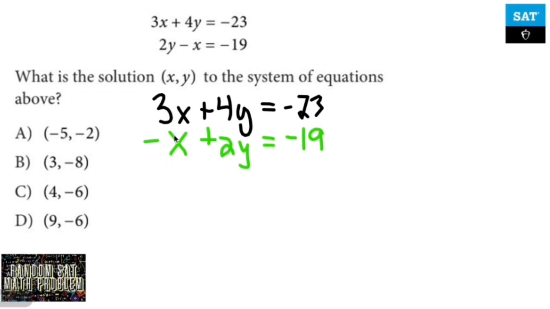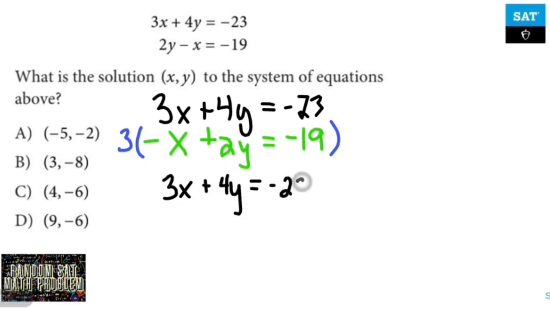So I'm going to go with getting rid of the x's here and multiplying the bottom row by 3. Some people might multiply the bottom row by 2 and subtract, but I'd rather add my rows than subtract my rows because you run the risk of not dealing with negatives as much, less things to mess up. So if I multiply the bottom by 3, the top does not change. I still have 3x plus 4y equals negative 23.